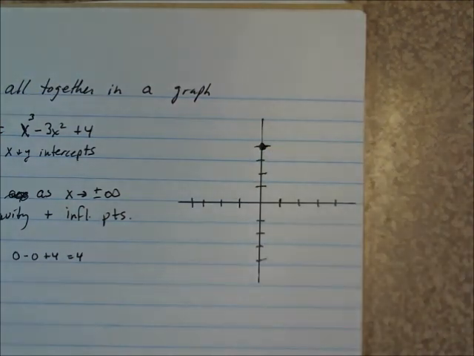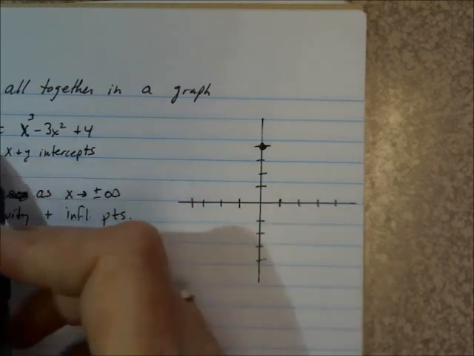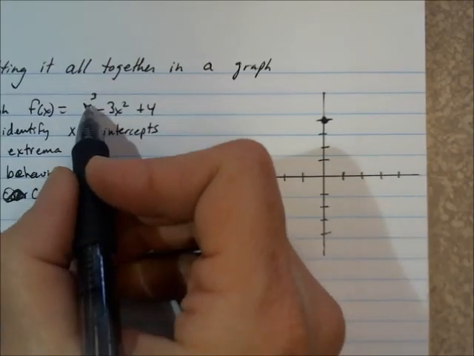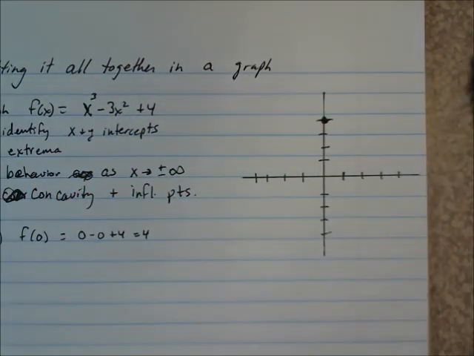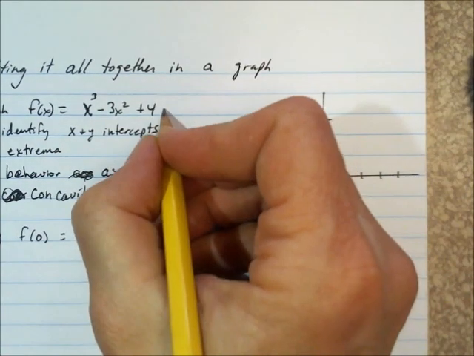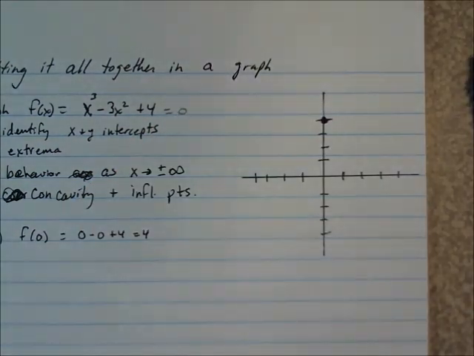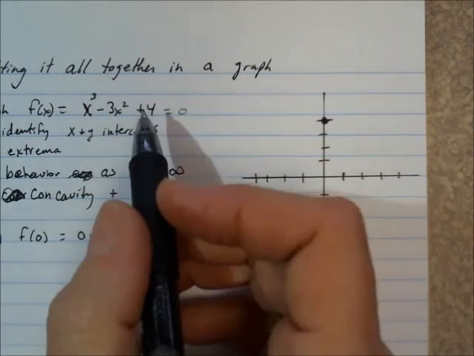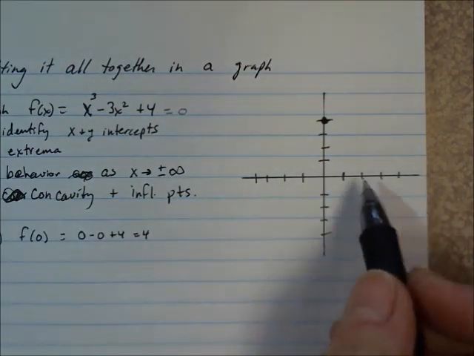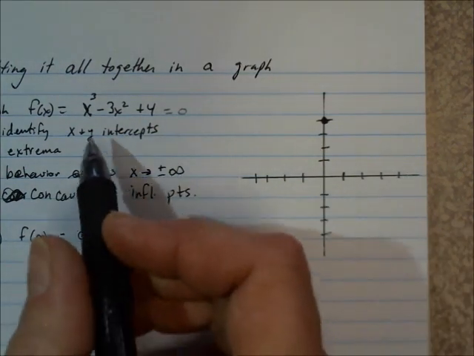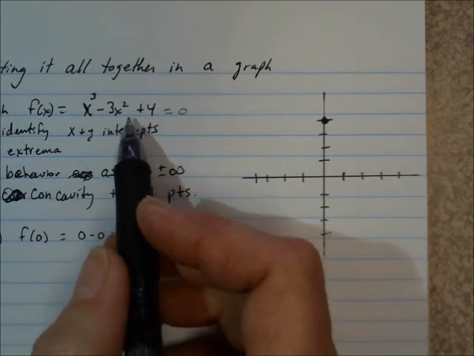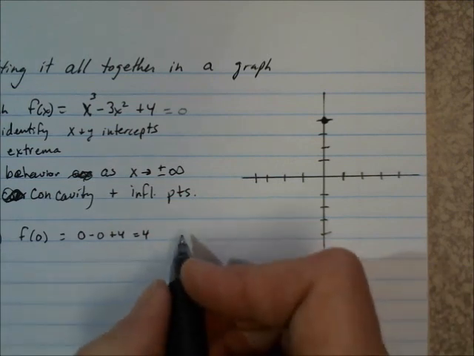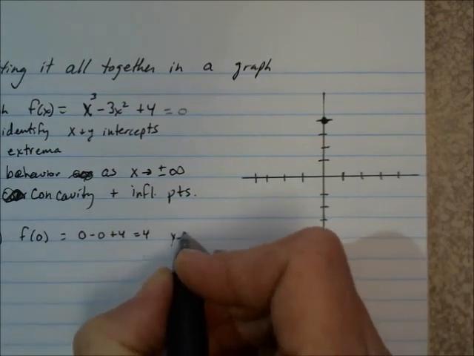There's a y-intercept. Now the x-intercept is when y equals 0. So if you set x cubed minus 3x squared plus 4 equal to 0, you don't know how to factor that. There's really no method, except way back in the fall we talked about the rational zero test to see where the zeros are, which are the x-intercepts. So we're going to use the rational zero test on this to figure out where this crosses over the x-axis.